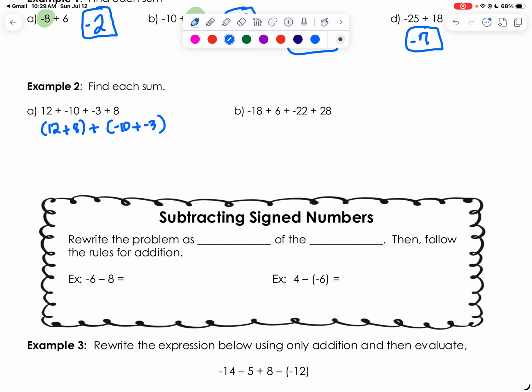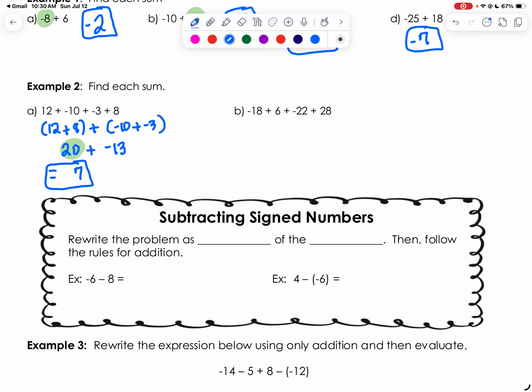To me, this just makes it a little bit easier to add. So I know that 12 plus 8 is 20. And I know that negative 10 plus negative 3 is negative 13. And then I just have to find the sum of those two numbers. Well, since the signs are different, I'm going to subtract them. 20 minus 13 is 7. And I want to go with the sign of the larger, which is positive. So my answer here would be positive 7. Pause the video and try problem B on your own.